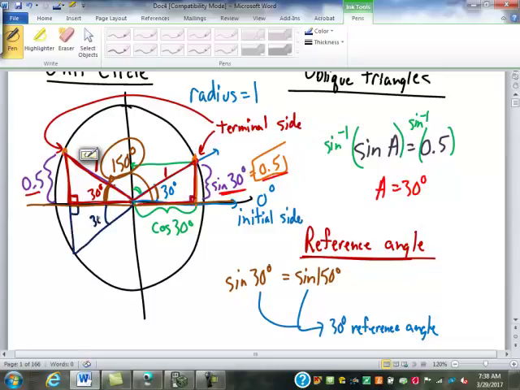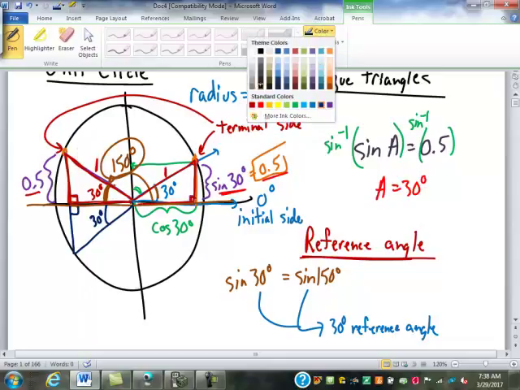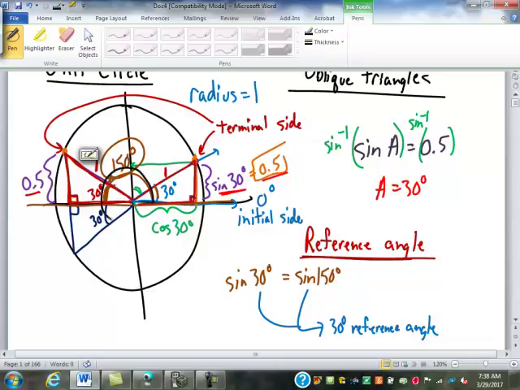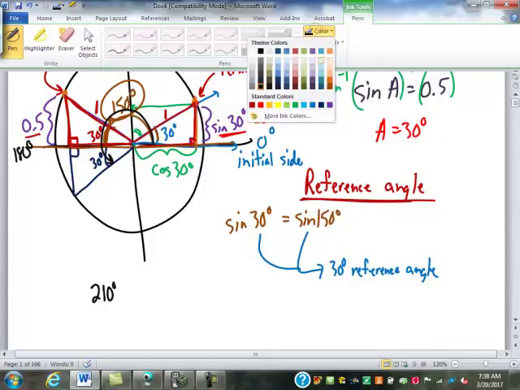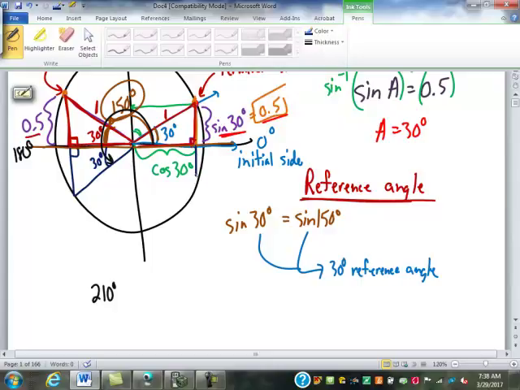This is 30 degrees here. What angle is that if I started here and went all the way around? Well, this here is 180, right? 180 plus 30, or 210. There's also a spot over here that's 30 degrees. What angle is that if I wrapped it all the way around?